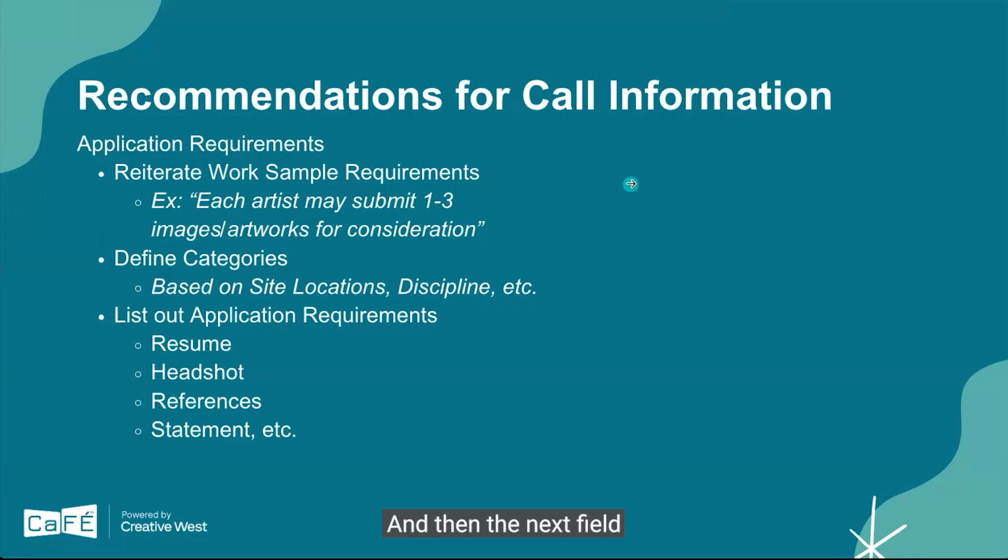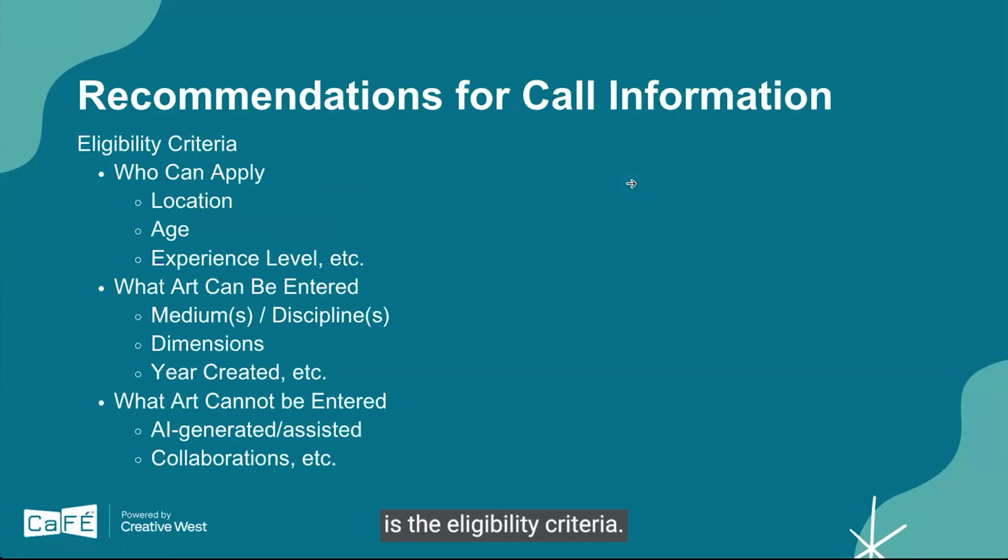All right, and then the next field that you'd be filling out is the eligibility criteria. This is where you want to specify who can apply and what artwork can be entered. So pretty obvious, but who can apply might be based on the location. It could be based on age if you have a specific call for entry for artists over 50, or for emerging artists, that would be experience level. So just specify that there.